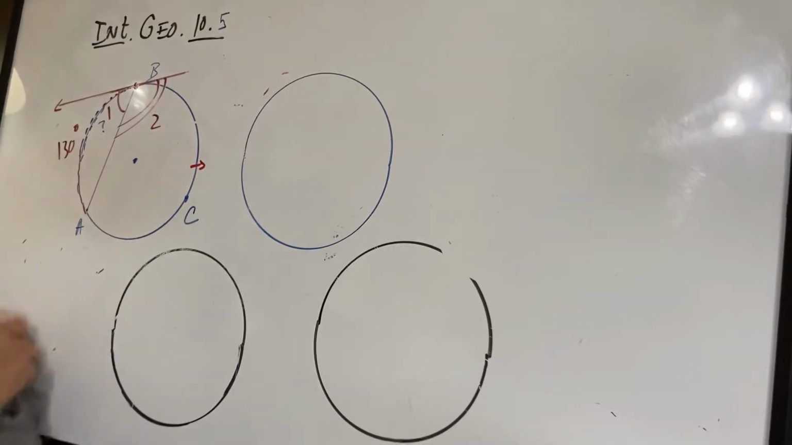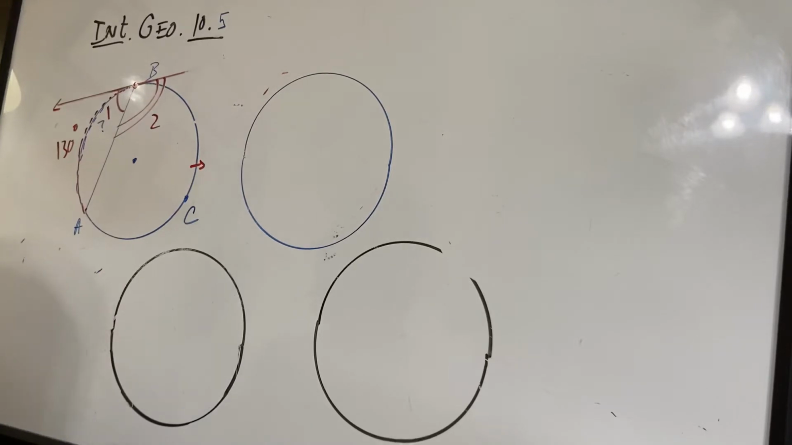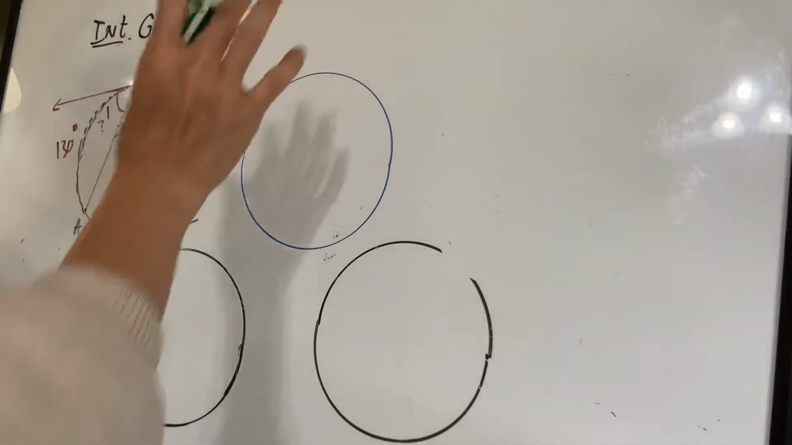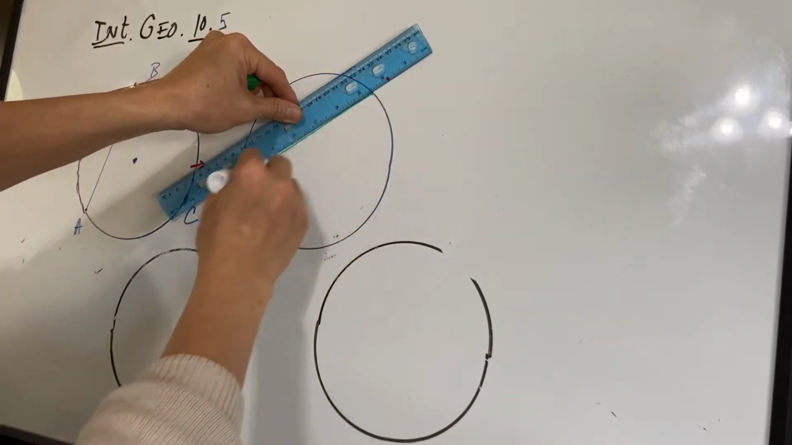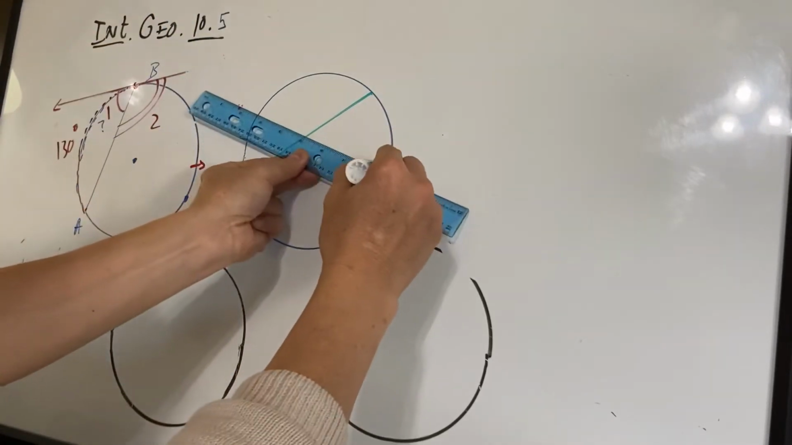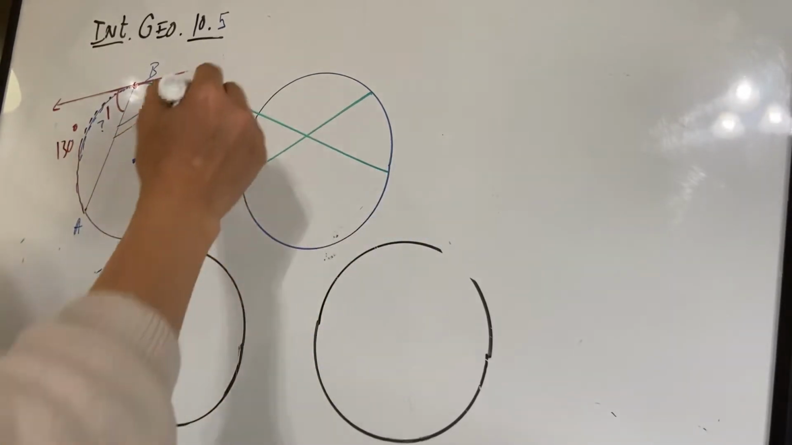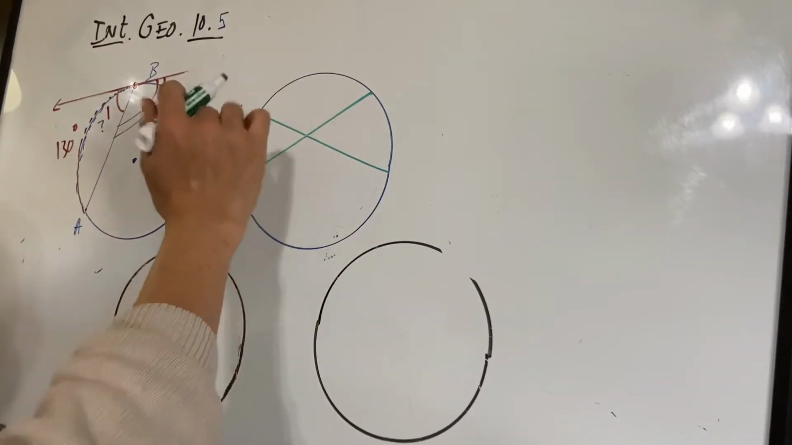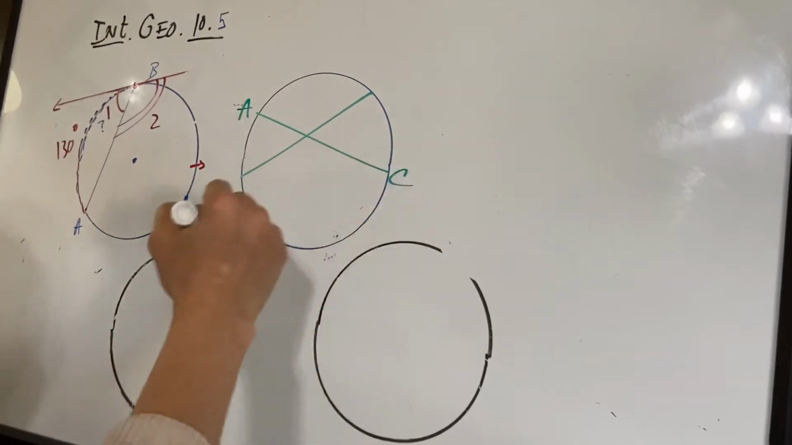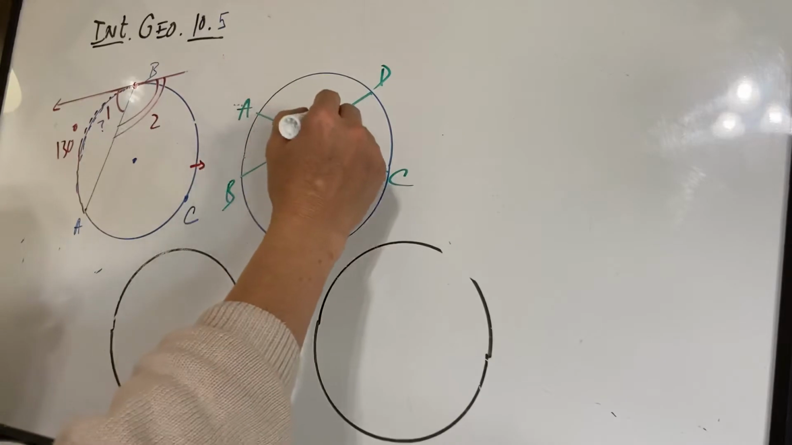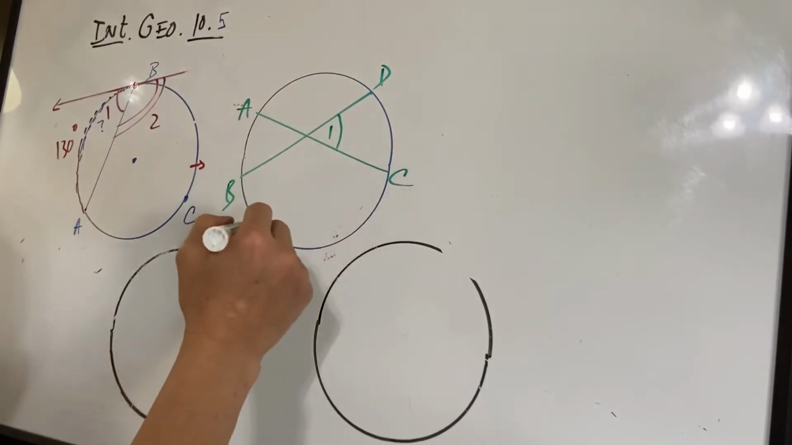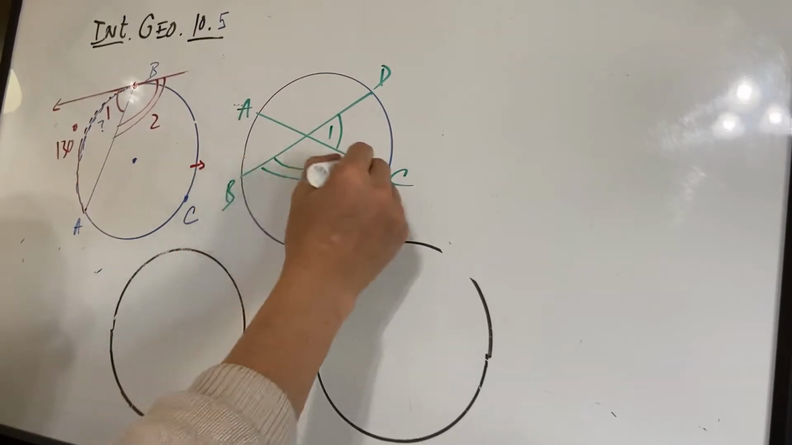What if the angle is inside the circle? The angle is made up by two chords. Let's say one chord, two chords. Let's call this AC, and this BD. And they make two angles: angle 1 right here, and this is angle 2.